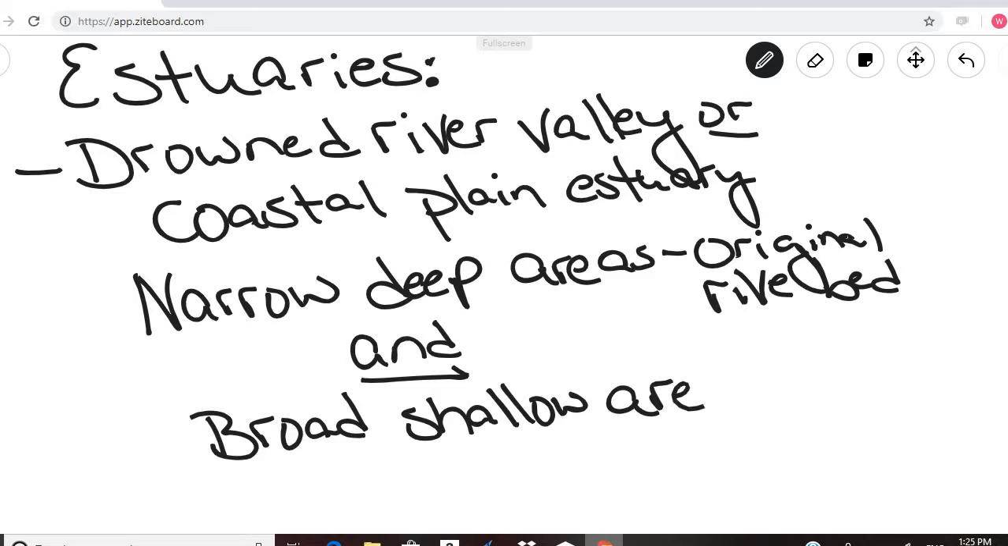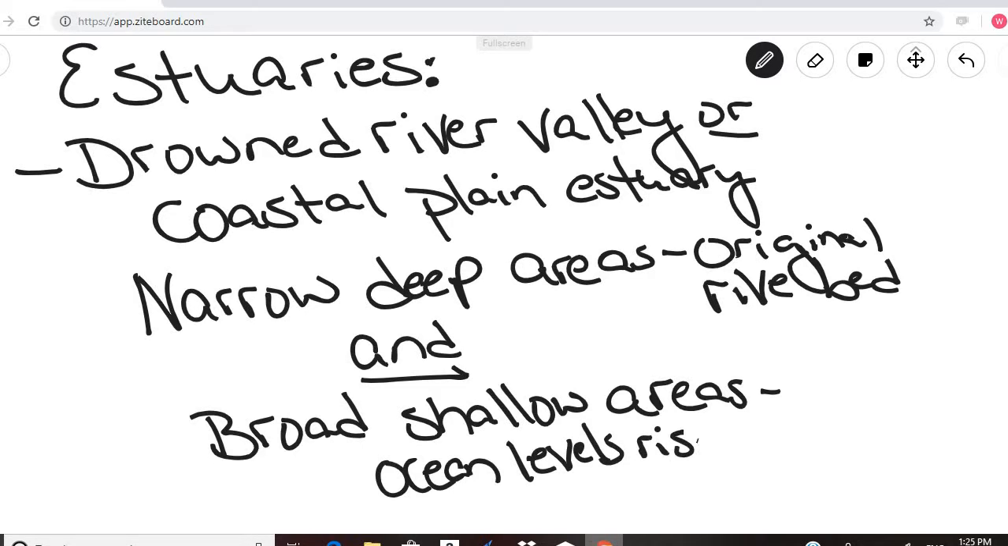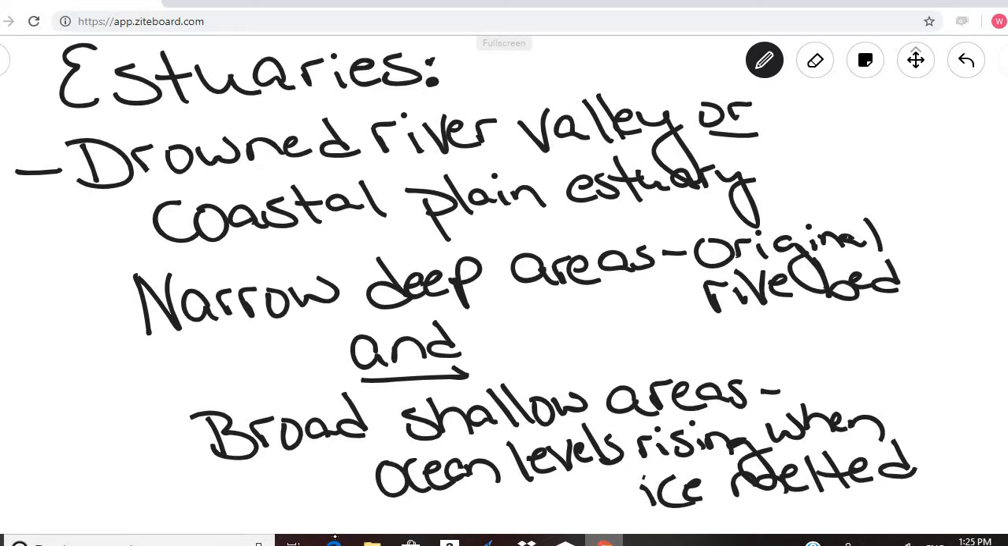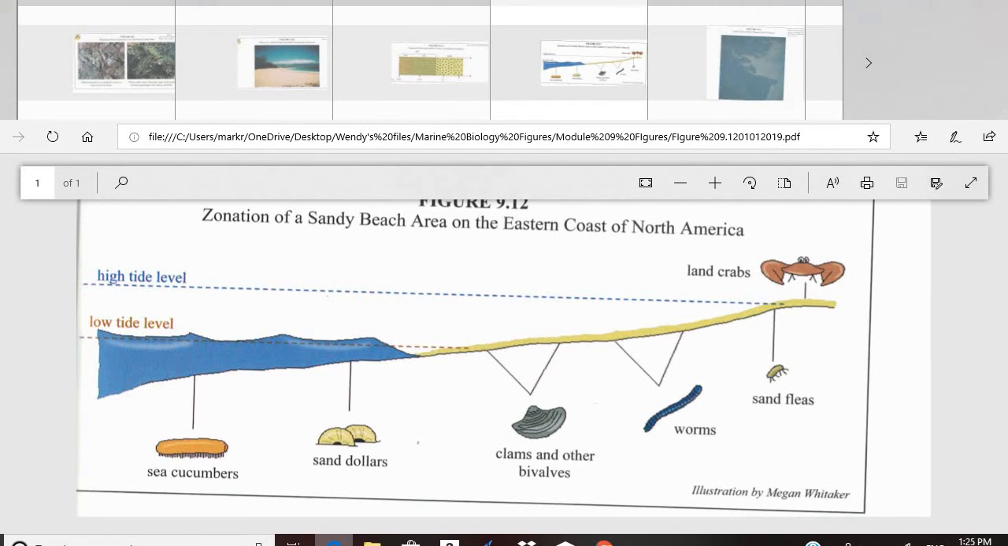And these broad, shallow areas would be a result of ocean levels rising when the ice melted. So I'll show you a picture of one of this type of estuary.